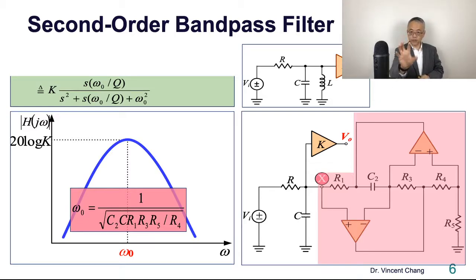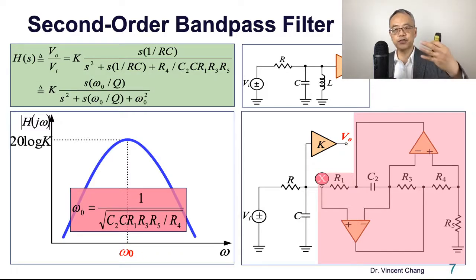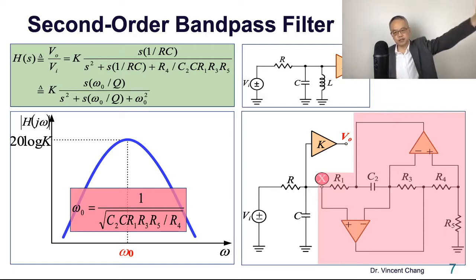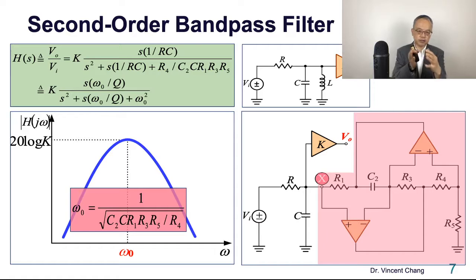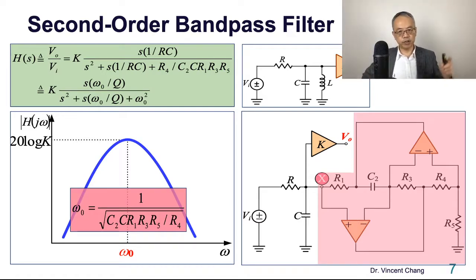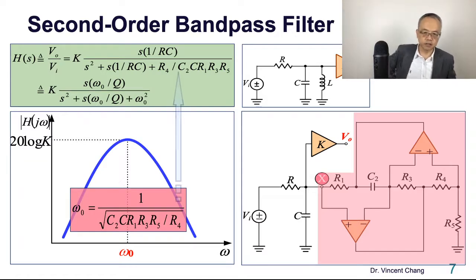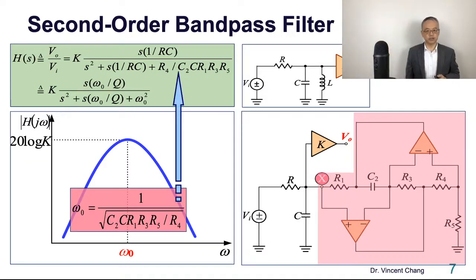What about the omega 0 over Q? The inverse of the time constant. So you need to be very familiar with what I taught you in the previous lecture. Then you can put all things together and move kind of fast, with a very good integration of the skill, the tool, and the concept. So this is the second order bandpass filter built around Antoniou's inductance simulation circuit. All right?